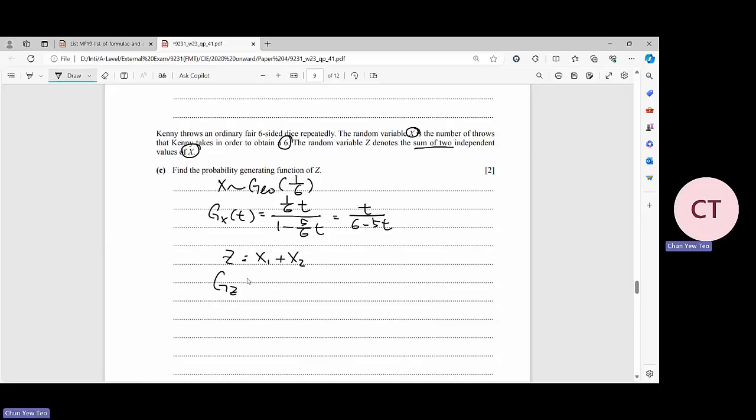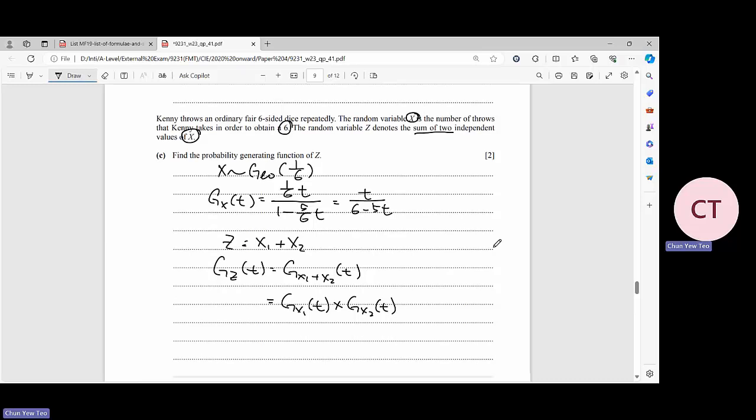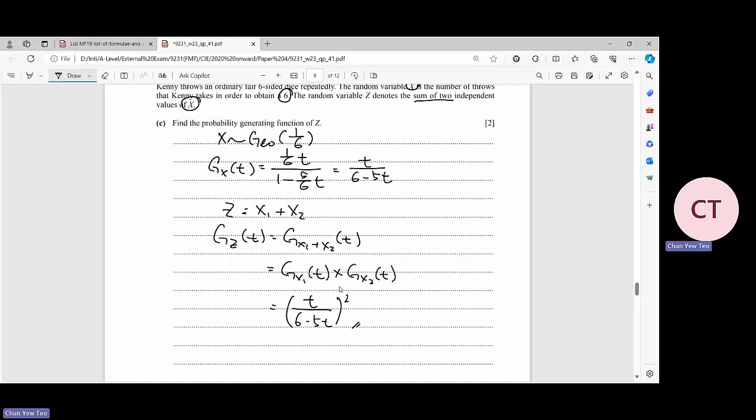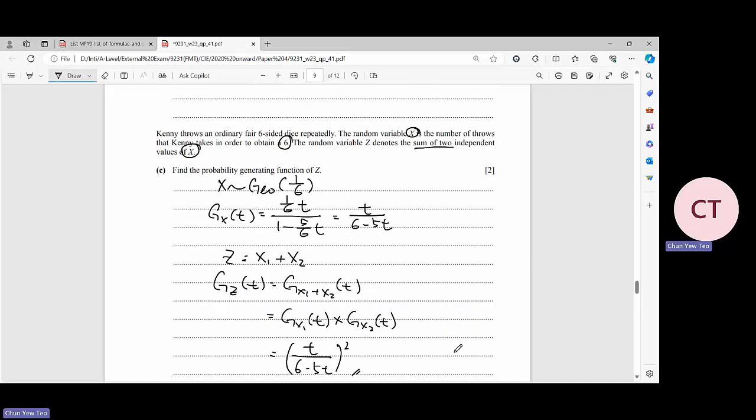Then G_Z(t) is actually the sum of the two independent X. So G_Z(t) is equal to G of (X1 + X2)(t). That means it's G_X1(t) multiplied by G_X2(t), which means it is (t/6)/(1 - (5/6)t) multiplied by the same thing. But since it's multiplied by the same thing, we don't need to write it like this. We just write a square, that will do. Done. That will be the answer for question number 5C.